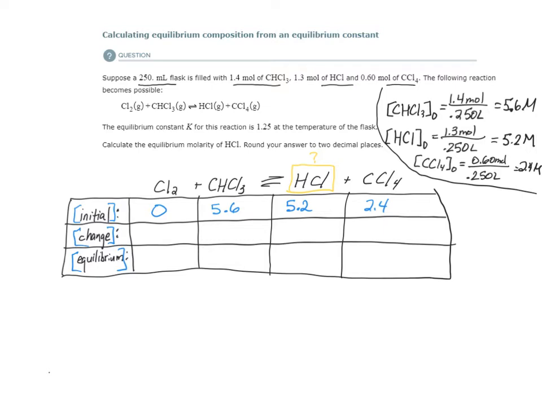So our next step is to determine what the change in concentration will be from the initial concentrations as we work to equilibrium concentrations. What we've learned about equilibrium is that this reaction will go in the forward and reverse directions. Depending on what the equilibrium constant for this reaction is, one direction may be favored over the other. And eventually this reaction will come to equilibrium.